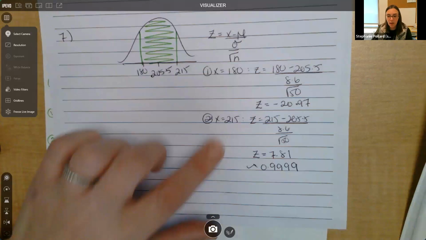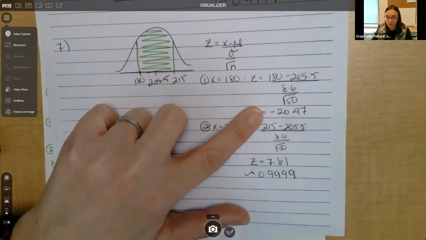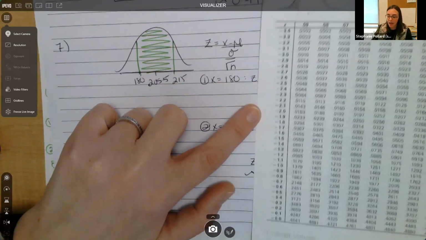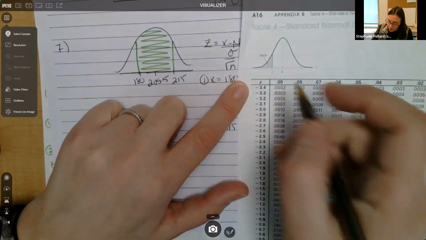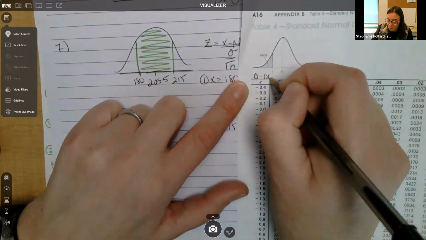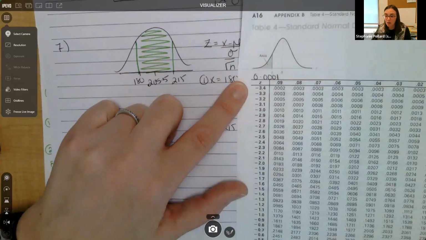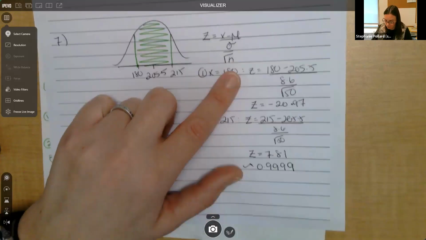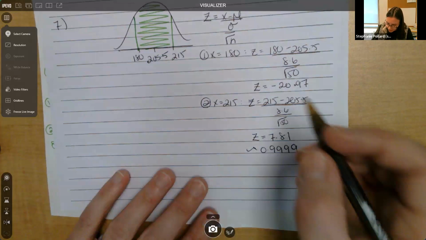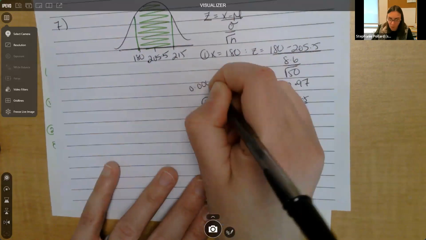And then for the lower one, again, negative 20 is also way off the chart. So if you look at the lowest value I have is 0.002. So I'm probably going to use 0.0001. Again, something very, very small because these are pretty unusual values here. And my probability here, we'll use 0.0001.